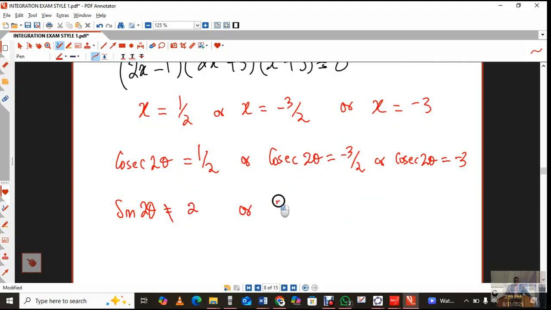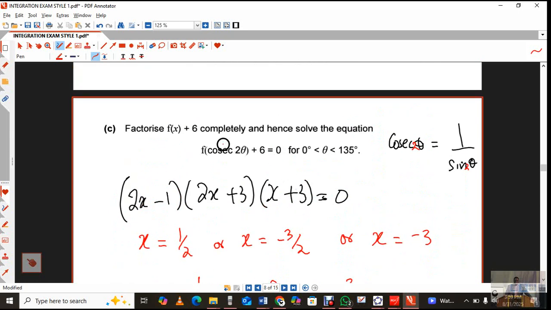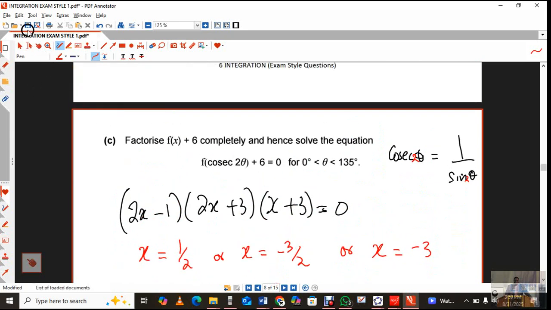But here you can have sine 2 theta. Yes, if you switch this, this becomes negative 2 over 3. So that works. And here the same, sine 2 theta is going to be the reverse of that, negative 1 over 3. There we go. Now, what is our domain? They are saying that theta lies between 0 and 135 degrees.